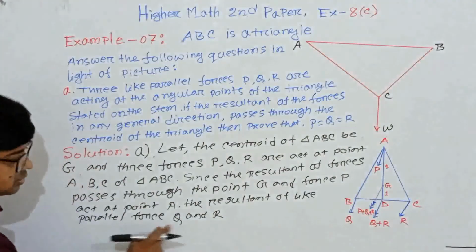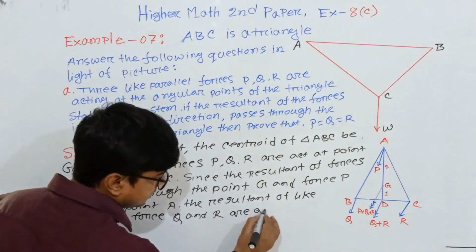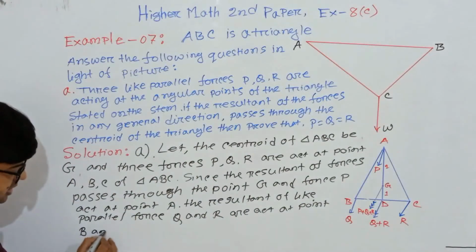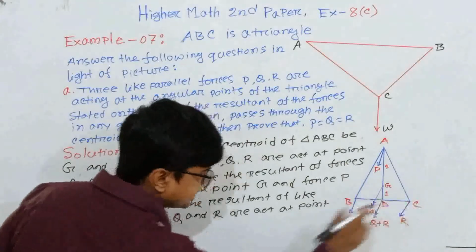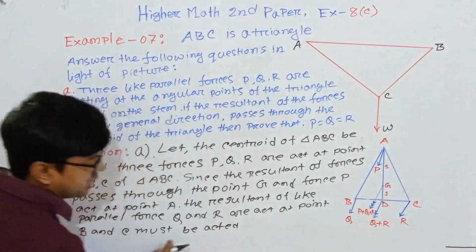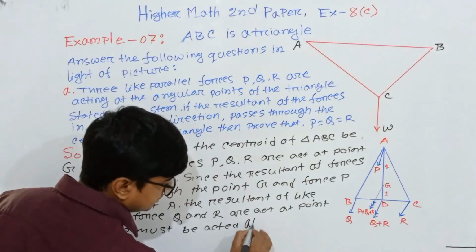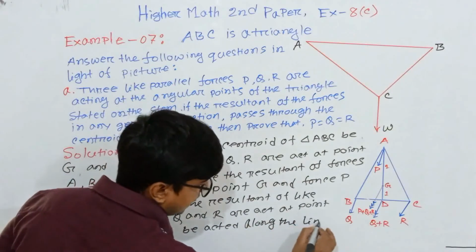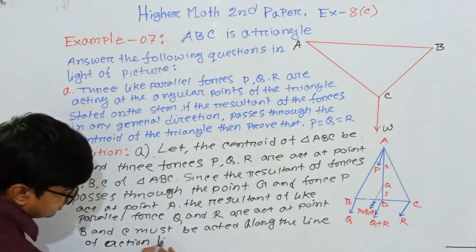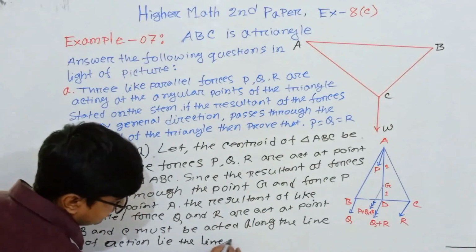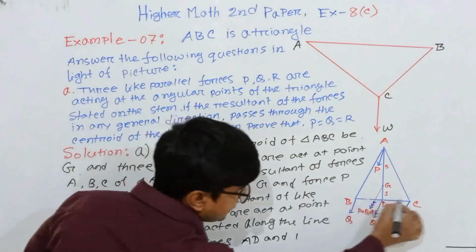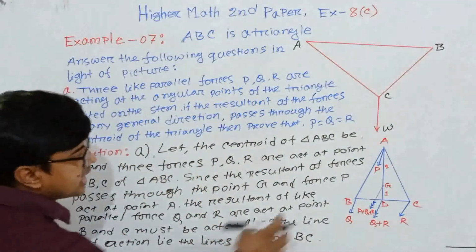The resultant of like parallel forces Q and R acting at points B and C must act along the line of action, like the lines AD and BC. Okay, here AD and BC.